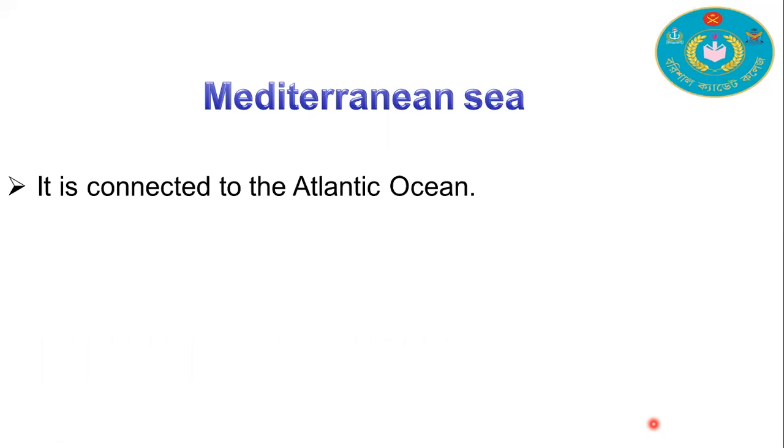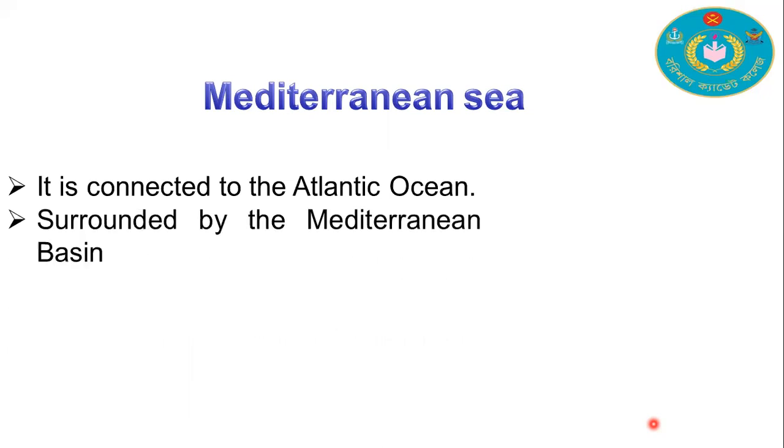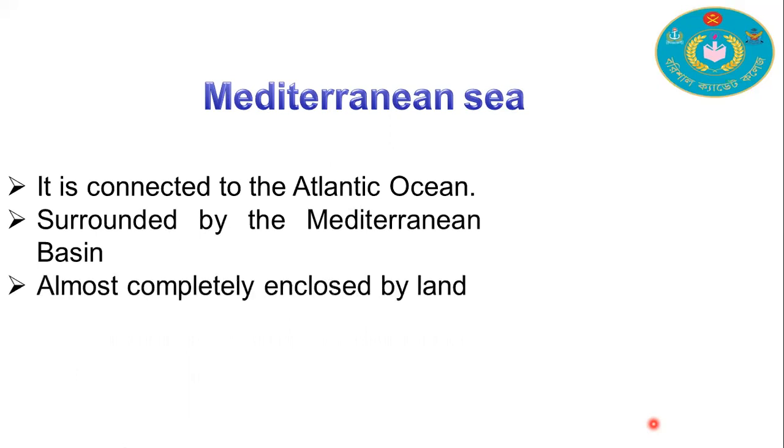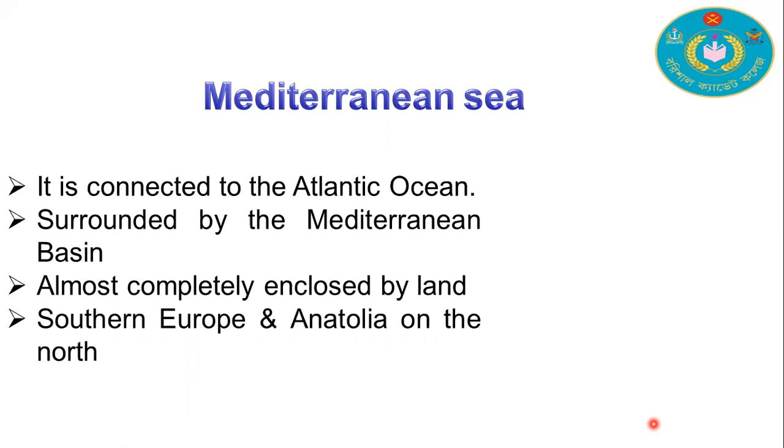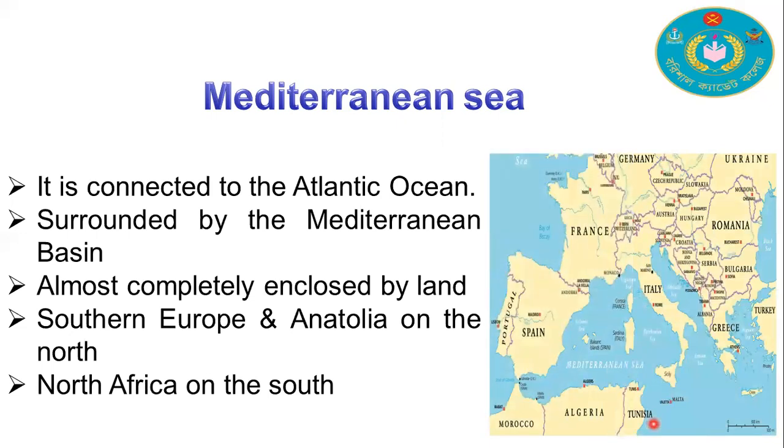the Southern Ocean. The second key term is the Mediterranean Sea. It is connected to the Atlantic Ocean. Secondly, it is surrounded by the Mediterranean Basin. It is almost completely enclosed by land. We can see it in the figure later on. Southern Europe and Anatolia are on the north side, while North Africa is on the south side of this sea. You can see this is the Mediterranean Sea in this map.